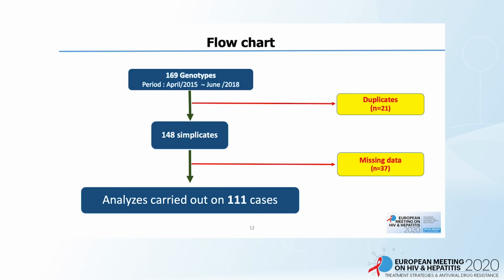For the period from April 2015 to June 2018, 169 genotype tests were performed. In 21 cases, 2 tests were performed in the same period and were not included in the study. Of the remaining, 37 had missing data. In the end, the study concerns 111 patients.